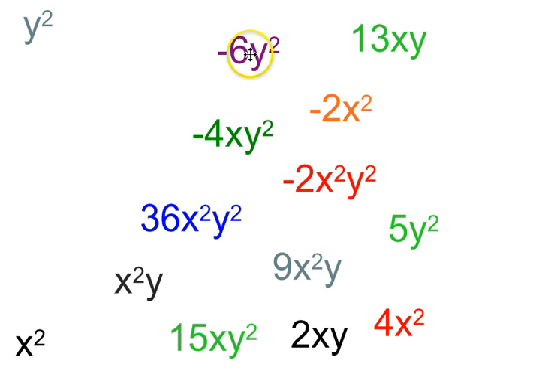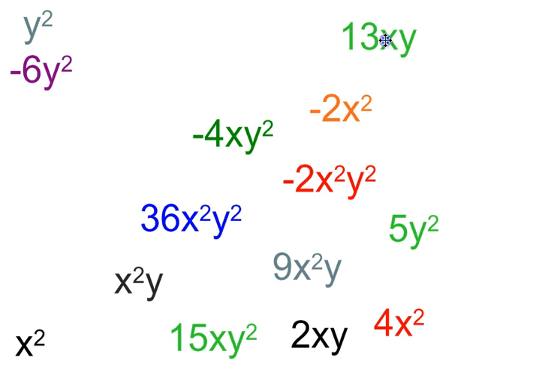Come over here, I see a negative 6y squared. This is a like term with the y squared because they both have y squared. So these two are like terms. We could combine them if we wanted to. Then we have 13xy. Well, this has a y like this one does. Doesn't have an x though. So this is not like terms here because it contains an x. This one down here contains an x, but it does not have a y. So the 13xy is a completely new term. So I'll put that one up in the right-hand corner here.